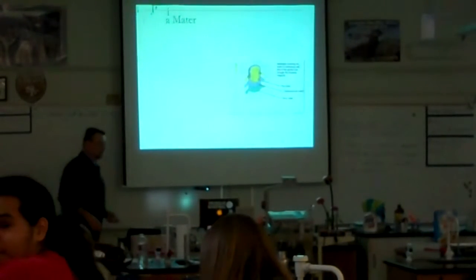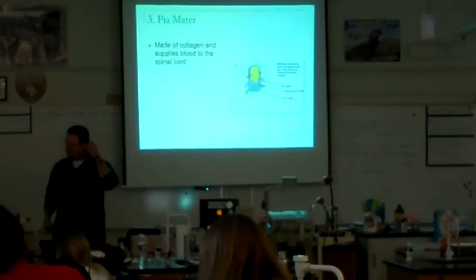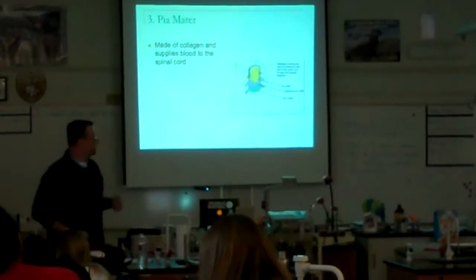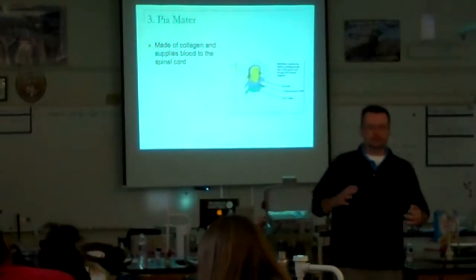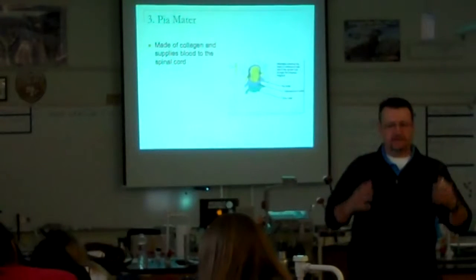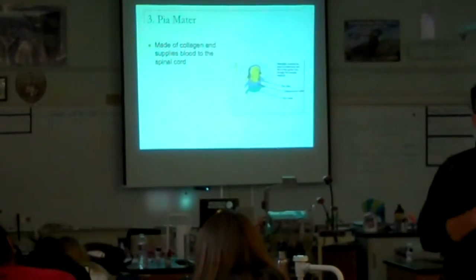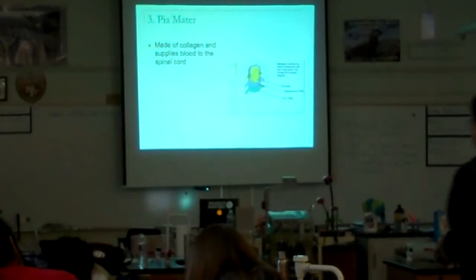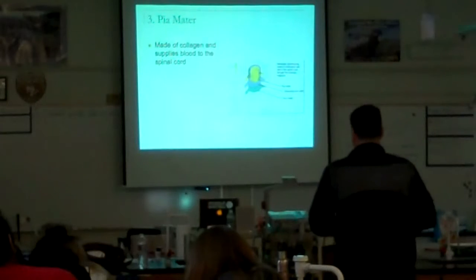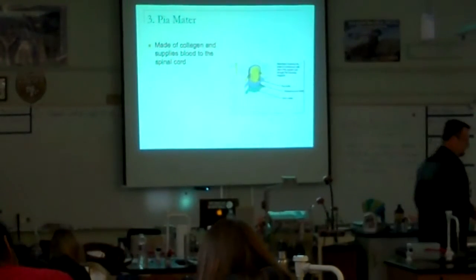Okay, pia mater. Pia mater is made of collagen. And there's no large vascular artery or vein in these areas. This is where the spinal cord picks up its blood supply. And this mater would appear darker.